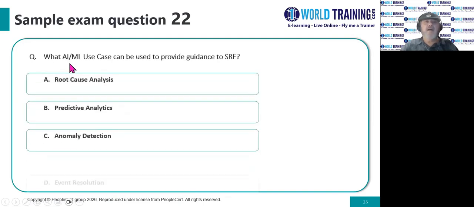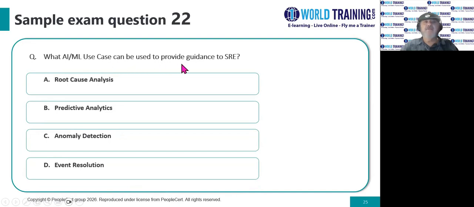22, what AI machine learning use case can be used to provide guidance to site reliability engineering? Root cause analysis. Not directly. Predictive analytics, yes, that's helpful. Anomaly detection, maybe, but B's better. Event resolution could be helpful, but I think if they're looking for B, predictive analytics would be the best answer here.